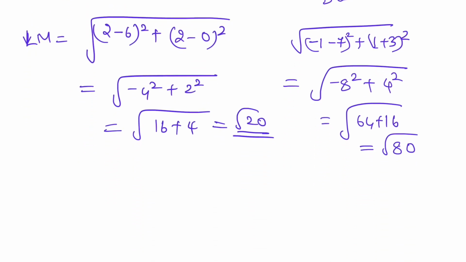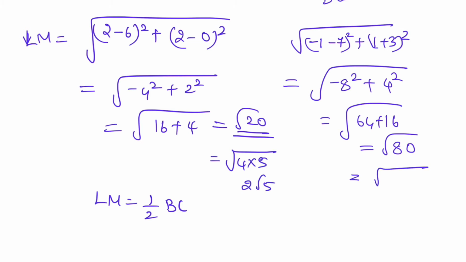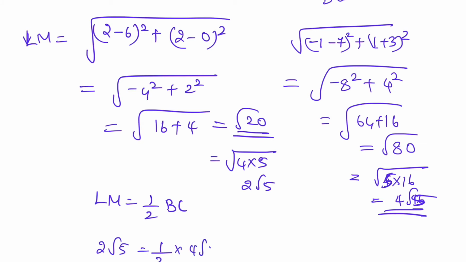What you need to find out is LM is equal to half BC, right? In order to do that, can I take this as 4 into 5, that is equal to 2 root 5. Similarly, this I can take as 5 into 16, right? So what do I get? 4 root 5, not 16, sorry, 4 root 5. So BC is 4 root 5 and this is 2 root 5, which is equal to half into 4 root 5. So did we get it equal? So we have proved it. Hence proved.